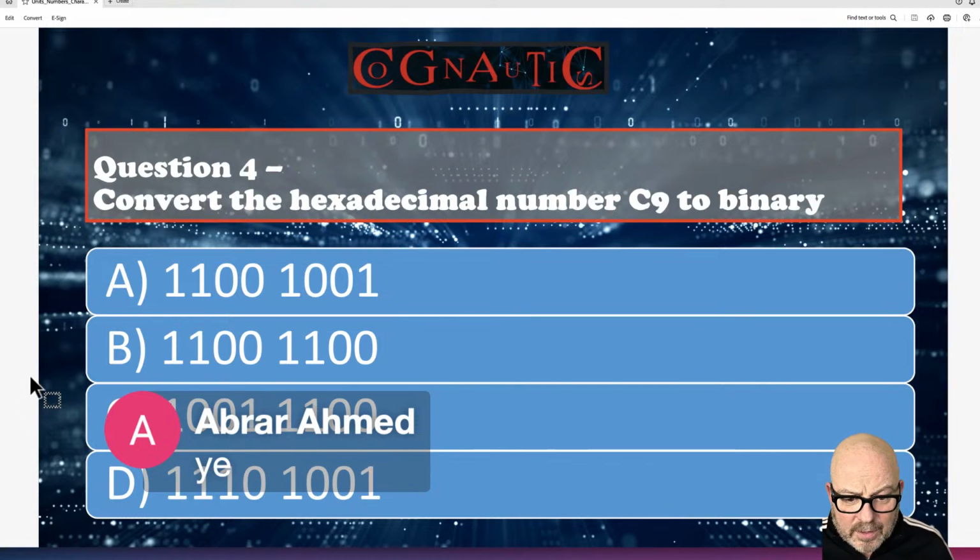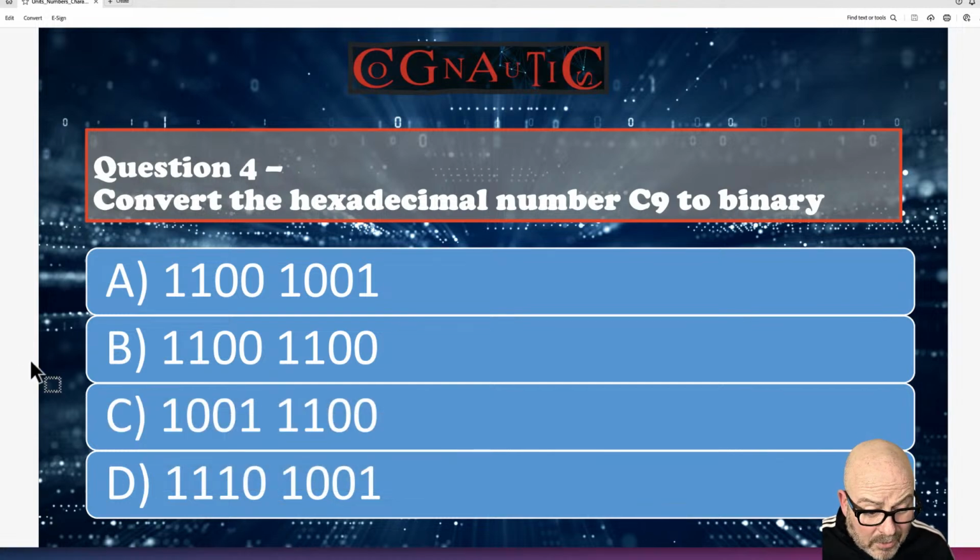Convert the hex number C9 to binary. Are any of these the same? No, they are different, I think. Yes, they are. And you know what? That's really well spotted. Who said that? Because I've shown this four or five times.